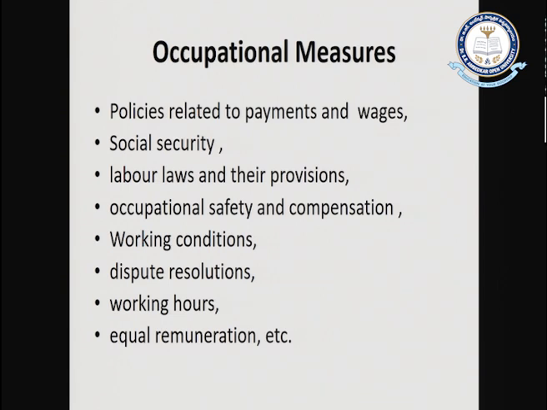Now let us discuss occupational measures. We have hardly 13% of the people working in the organized sector, and almost 87% of the Indian population is in the unorganized sector. That means sometimes there may be problems in terms of working conditions, wages, and so on. It is the duty of the nation to design policies related to payments, wages, social security, labor laws, and so on.